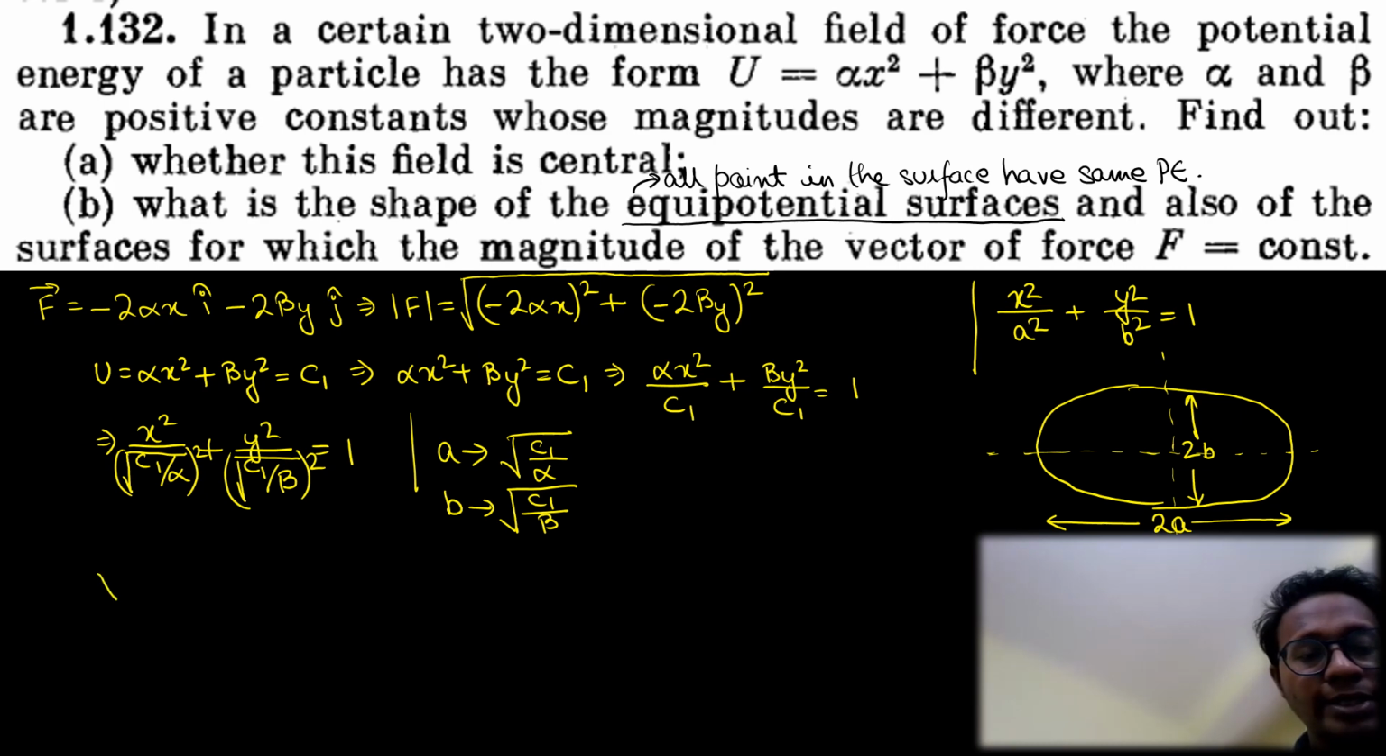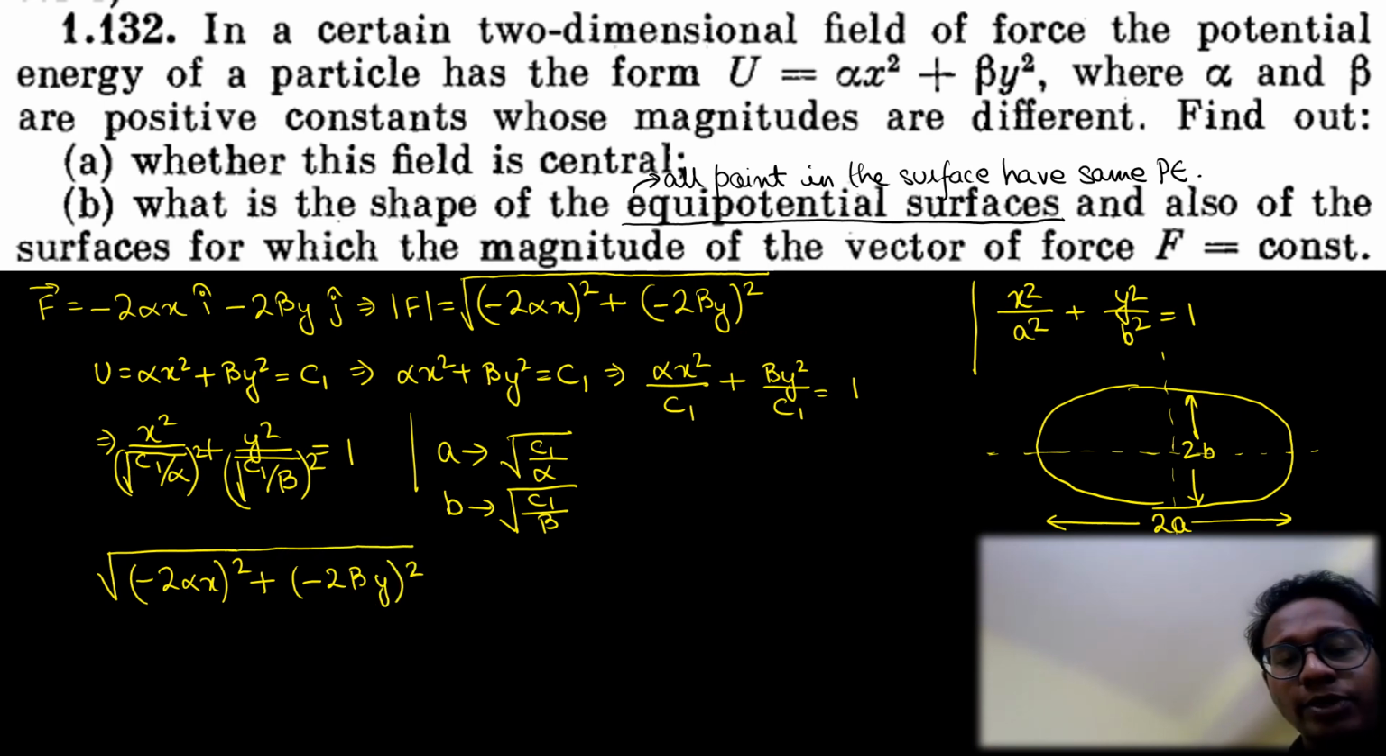So the question is asking: this is the magnitude of force, the square root of (minus 2 alpha x) whole square plus (minus 2 beta y) whole square. Find the equation of a surface such that all the points in the surface have the same magnitude of force, similar to potential energy. So out here this is some constant, because the magnitude of this force should be constant. That is what the question is asking.